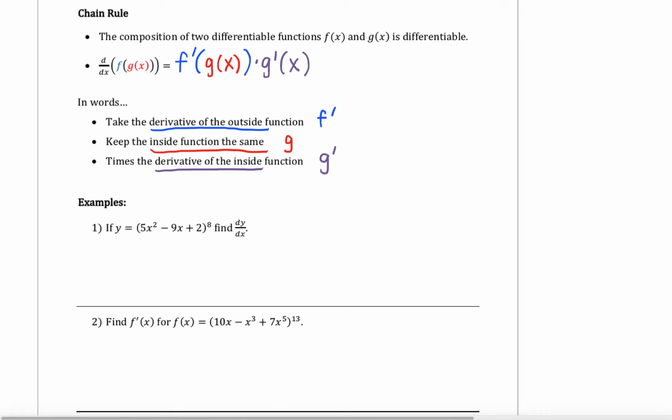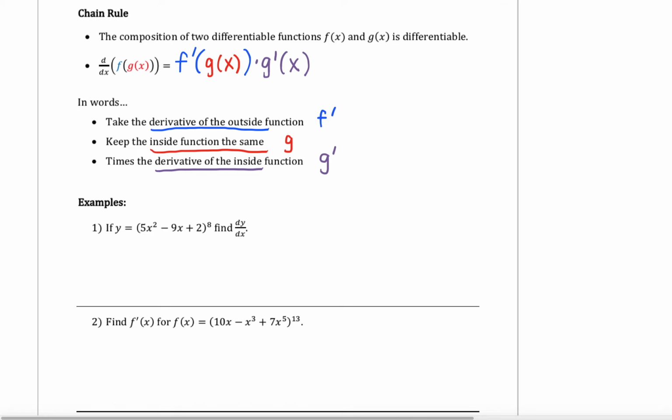So let's start looking at our first example here. Here we have the function y equals 5x squared minus 9x plus 2, all of that being raised to the 8th power, and we want to find the derivative, or dy over dx. One option would be to algebraically multiply all of this out, but multiplying out 8 of these together would take a very long time, which is why the chain rule comes in handy as a shortcut way to avoid doing all that algebra and just going straight to the derivative.